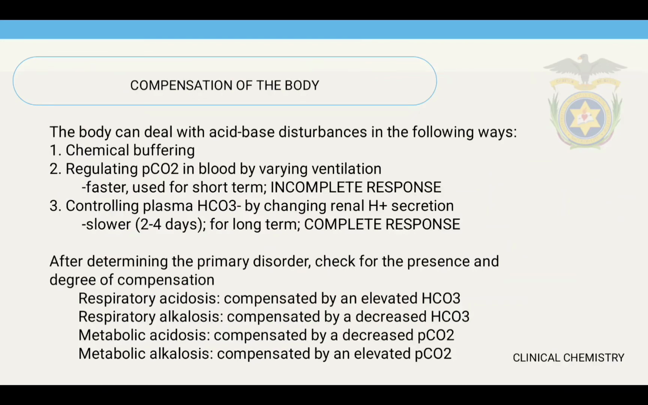So the body can deal with acid-base disturbances in the following ways: either through chemical buffering, the regulation of your PCO2 by varying the ventilation of the body, or controlling plasma bicarbonate by changing renal hydrogen secretion. After we have determined the primary disorder, check for the presence and degree of compensation. For example, in your respiratory acidosis, the body will tend to compensate by elevating HCO3. In cases of your respiratory alkalosis, HCO3 will be decreased. In metabolic acidosis, PCO2 is decreased, and in metabolic alkalosis, PCO2 is increased.